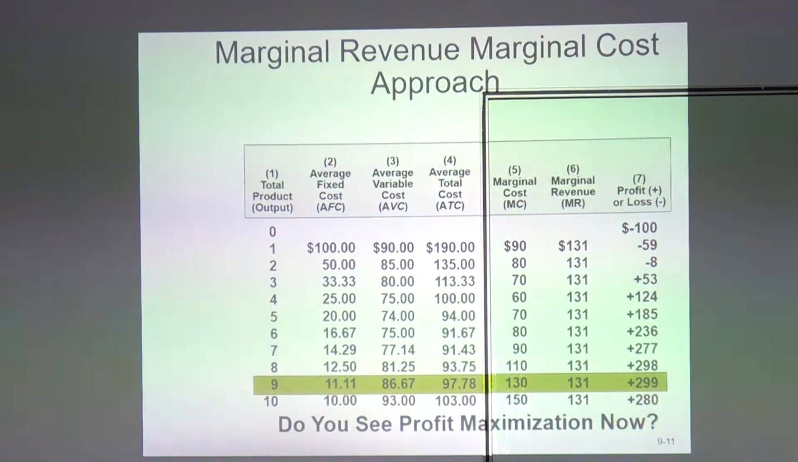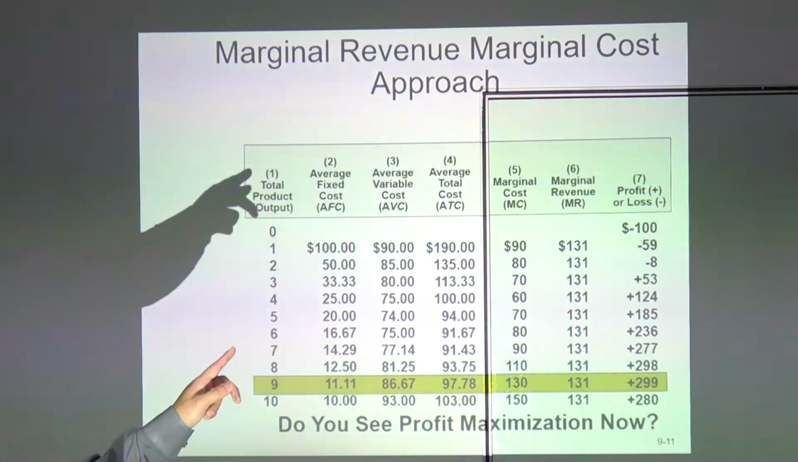For example, producing the first unit of output, from 0 to 1, what will be the additional cost? Marginal cost is about additional cost. Of course, you will have fixed costs. But fixed costs will not change as you increase your output. What matters here in terms of the marginal cost is the increase in variable cost. So this can be computed by looking at the change in total cost or the change in total variable cost. So the marginal cost figures are already given here.